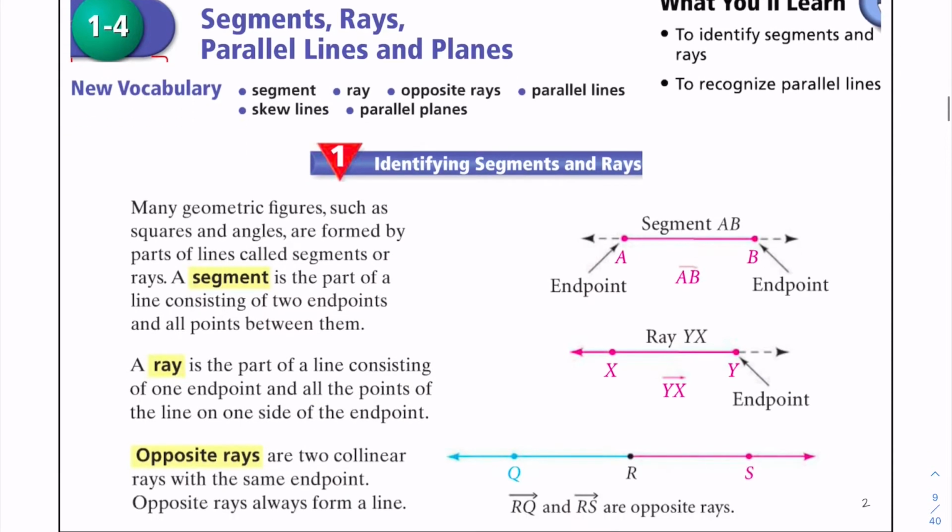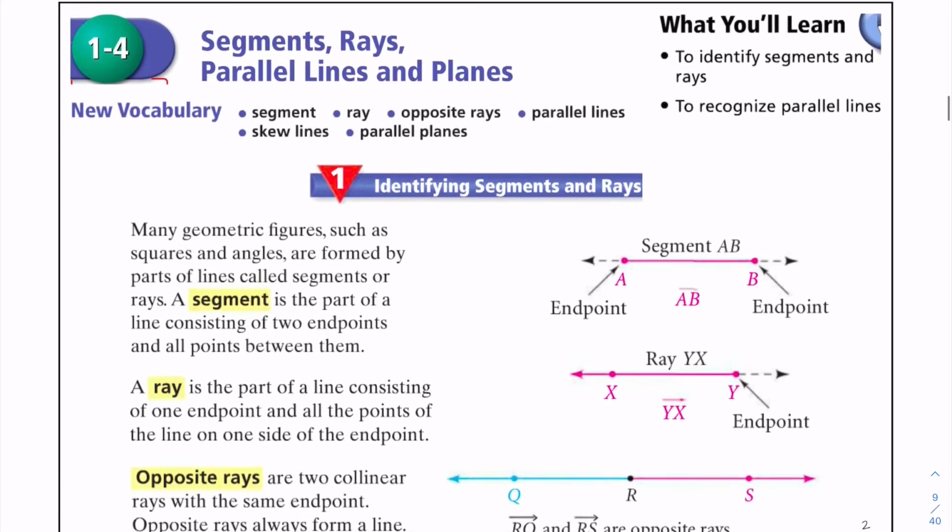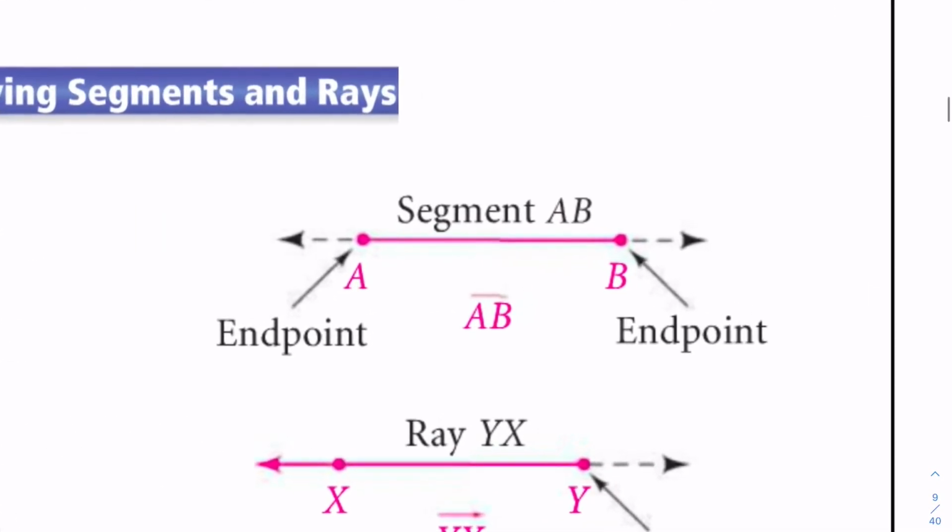All right. So here we're going to get a little bit more specific. Now that we know what point, line, and planes are, we can get more specific in terms of a line segment, a ray, and opposite rays. So here we have a segment. A segment is when we chop off a line, okay? So it looks like this. It looks like segment AB.